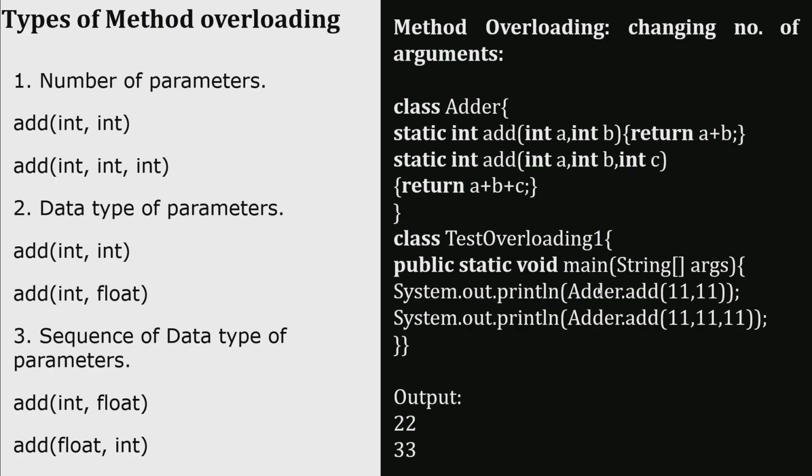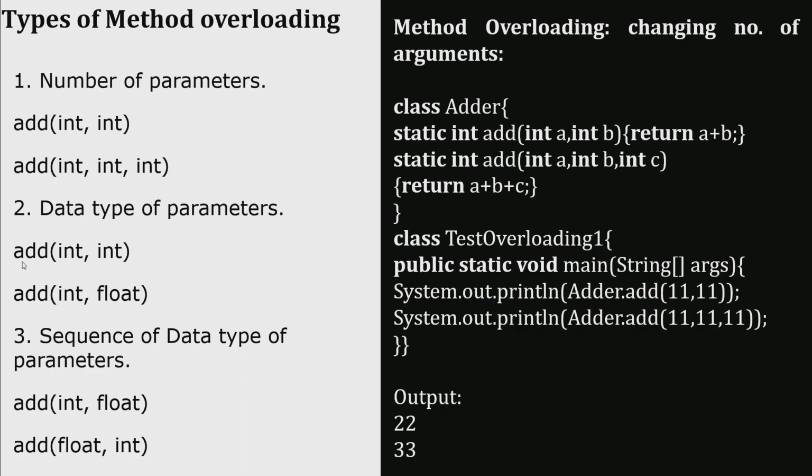While I am running this code, the Adder.addOf method gets called here by passing two integer variables. It will call the first method which is declared here. It will return the value 22. Whereas the second one, by passing three parameters, I have called the same method. It will call the method which contains the three parameters. So it will call this method. Its output is 33.